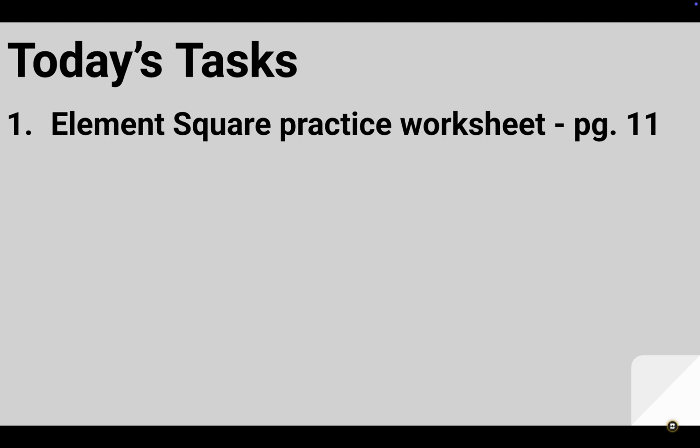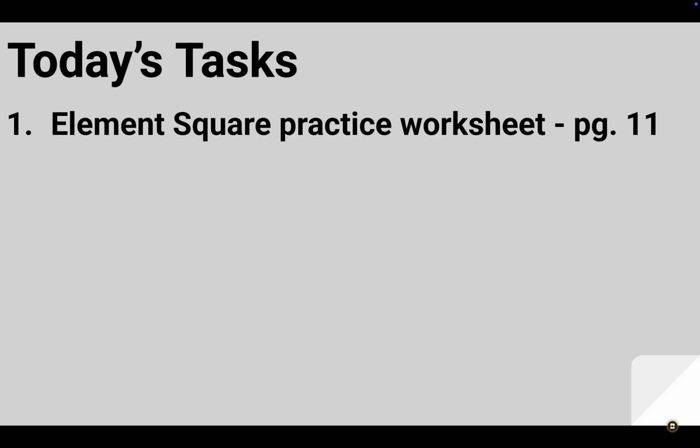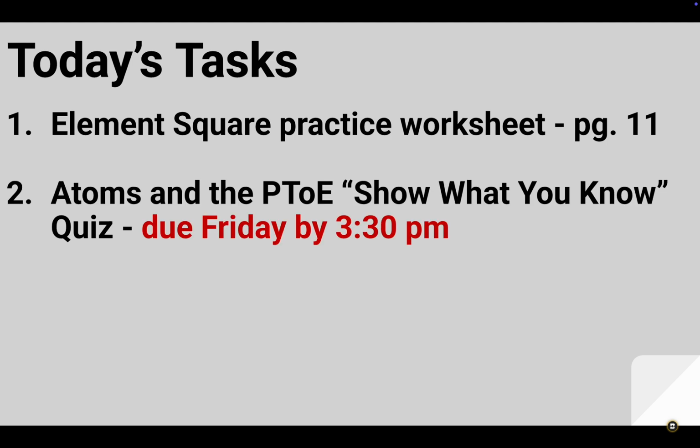When you're finished with the element square practice worksheet, I'm going to have some answer keys up on my table in the front of the classroom. I need you to bring your notebook up and check to make sure that you are correct. If you're not, you need to use a different color pen to make some revisions. Make sure that you understand why you got it wrong, and then you'll come up to me afterwards, and you're going to get your atoms in the periodic table of elements quiz.